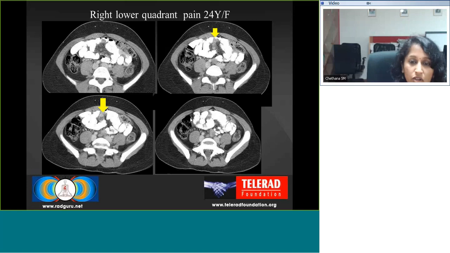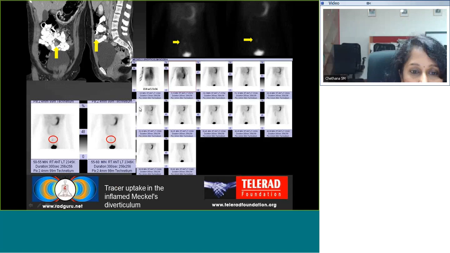inflamed Meckel's diverticulum, and recommended further confirmation with the nuclear medicine scan. We can see the same coronal image and sagittal image of the inflamed diverticulum. As we can see here, after injection of the technetium, there is increased activity in the region of the inflamed Meckel's diverticulum. So this confirms the diagnosis we made on CT as Meckel's diverticulum.